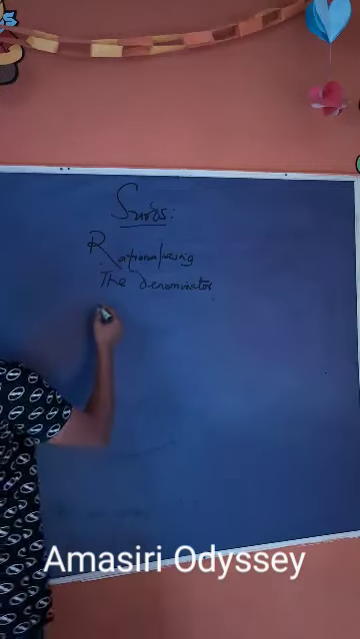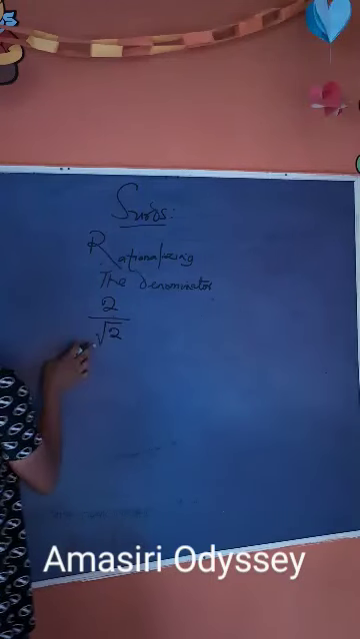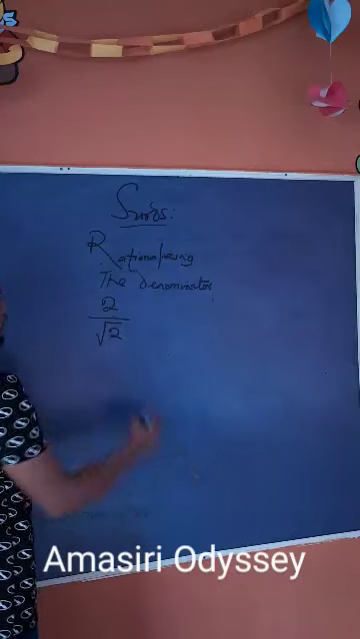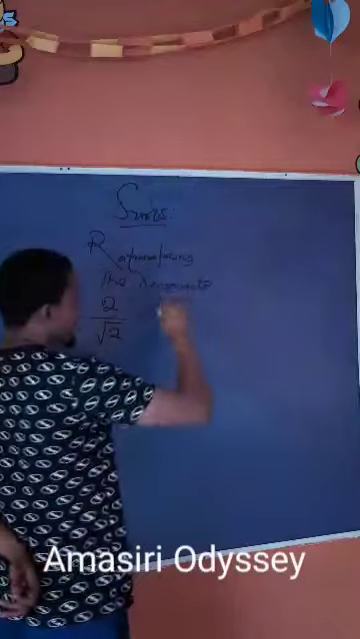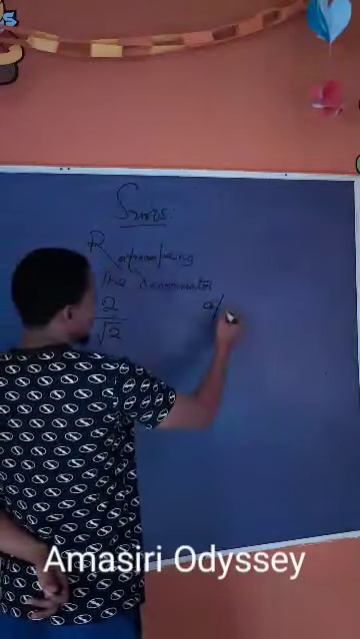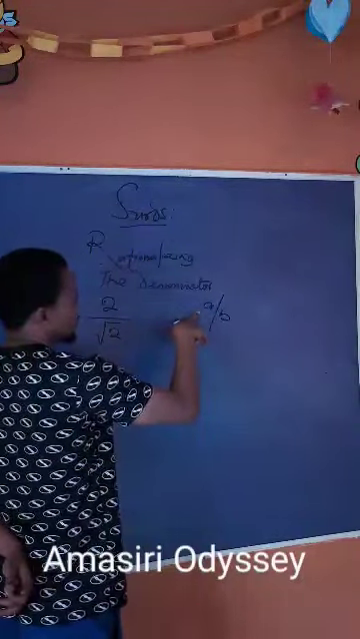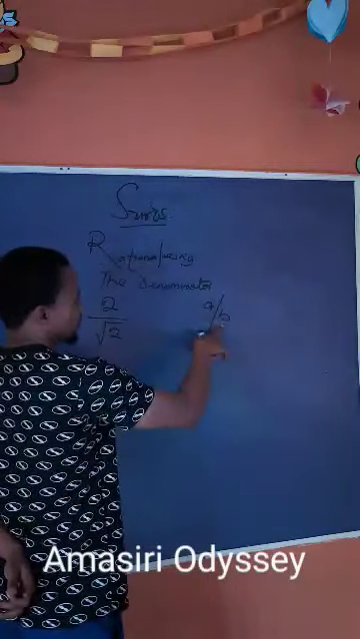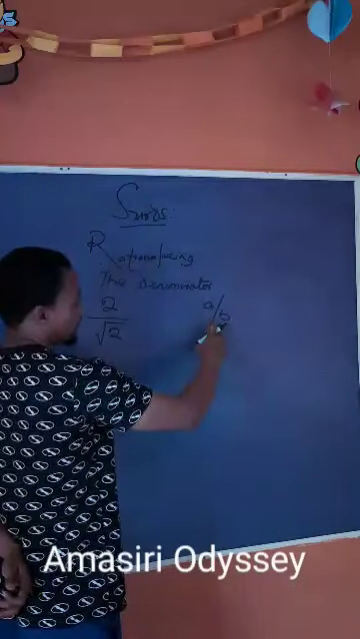See this 2 divides square root of 2. Look at that. We have a fraction here. So we are talking about fraction. A fraction is part of a whole number. If we take A, divide by B, this is a dividend, and that is the divisor. Sometimes we call it numerator, denominator.